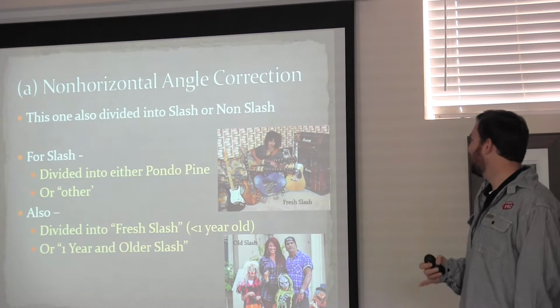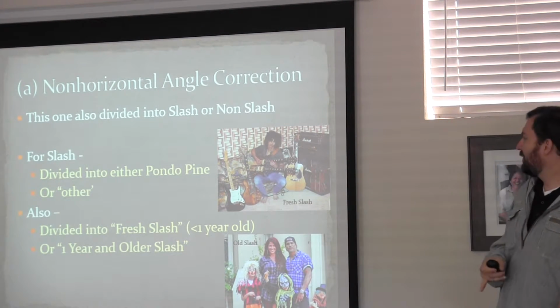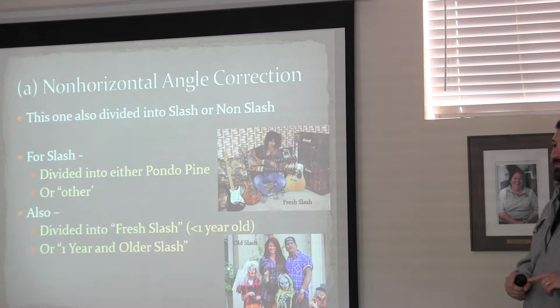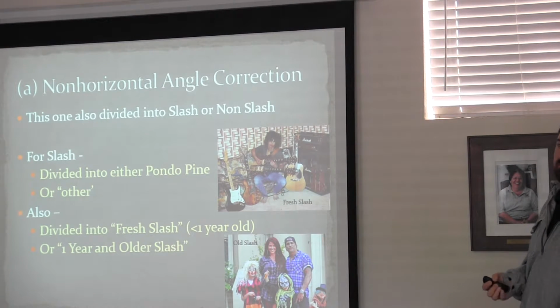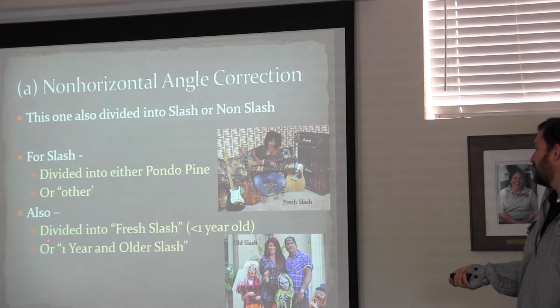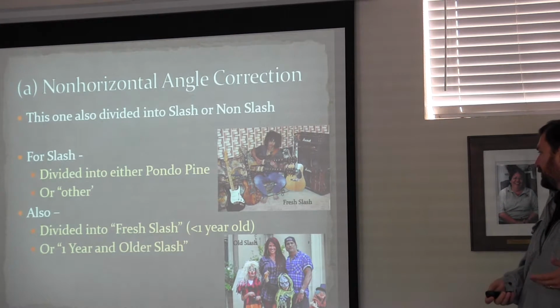Okay, now we have the non-horizontal angle correction factor, which is A. Again, this one is divided into slash and non-slash. For slash, it's either Ponderosa Pine or other, so that's pretty simple. And it's also divided into fresh slash, which is 1 year old, or 1 year and older slash.